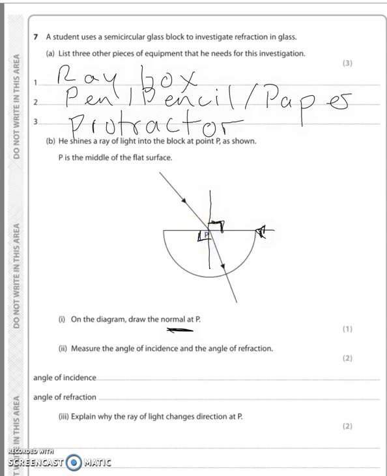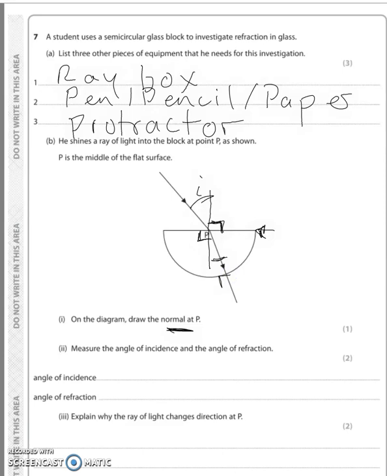So measure the angle of incidence and the angle of refraction. So we've drawn the normal for a reason. Any angles that we measure are always measured to the normal. So the angle of incidence is this one, and the angle of refraction is that one.